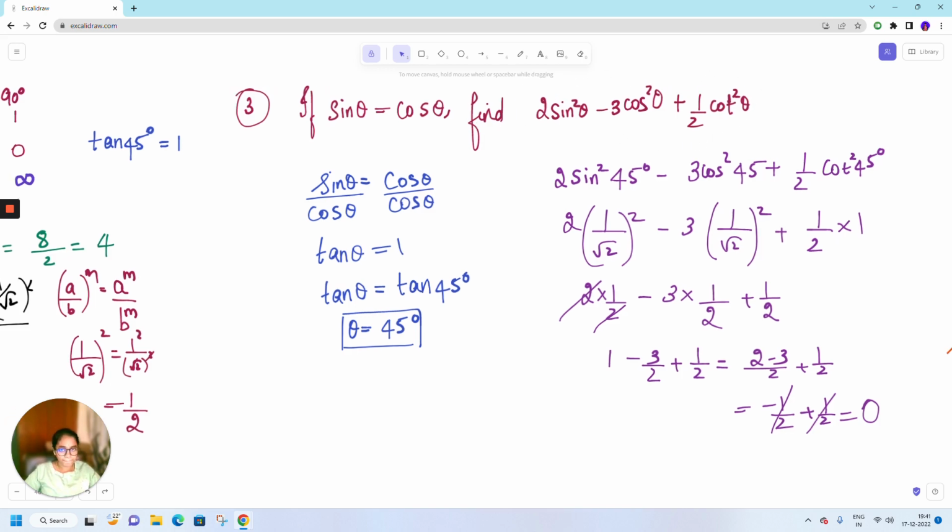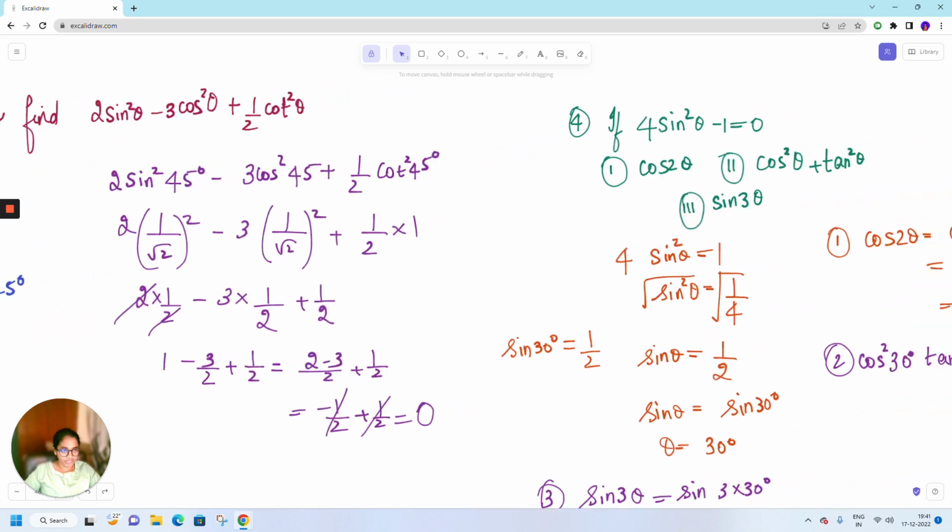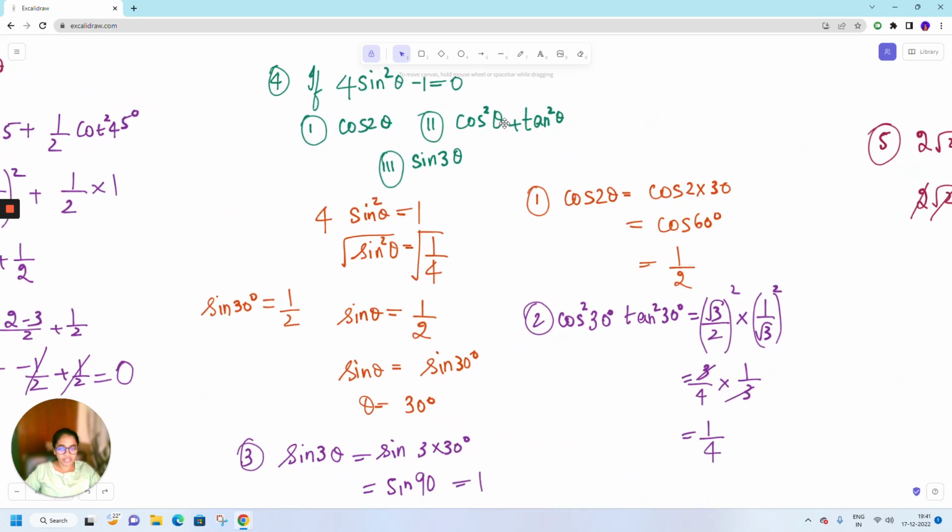Okay. And then in the fourth question, they have given us 4 sine square theta minus 1 is equal to 0. And they asked us to find cos 2 theta. Yes, cos 2 theta was half. Why? We found that theta is 30 degree. Right? So cos 60 degree would be half.